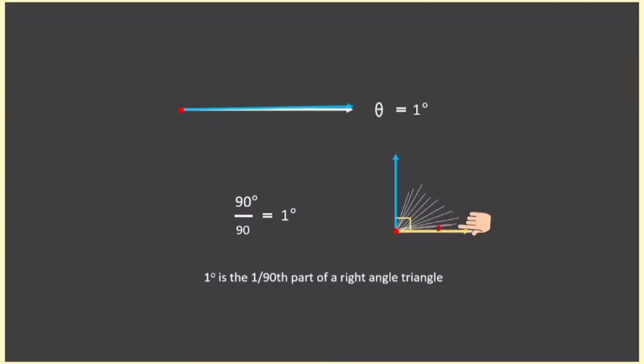To draw an angle which is smaller than 1 degree, let's zoom in on the 1 degree angle. So this is our 1 degree angle. Now divide the 1 degree angle into 60 equal parts. Then one small part of the angle will be 1 minute. So 1 minute is the 1/60th part of a 1 degree angle.